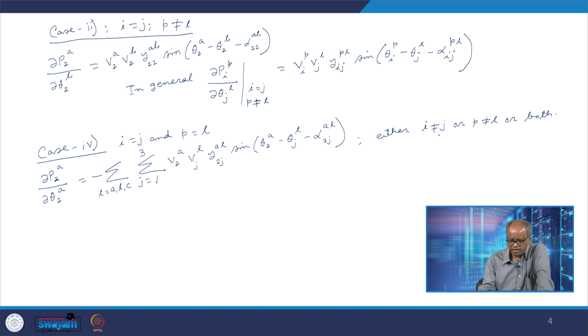If both I is equal to J and P is equal to L, that term does not exist. For all the other cases it exists. So, either I is not equal to J or P is not equal to L or both. This is only not true when I is equal to J and P is equal to L. So, in this expression, the term corresponding to I equal to J and P equal to L will not exist, but all the other terms will exist.